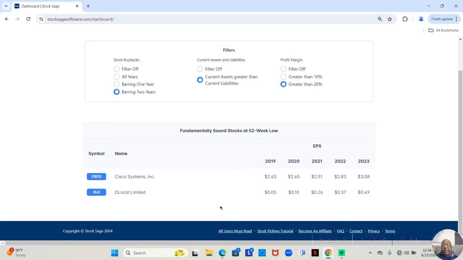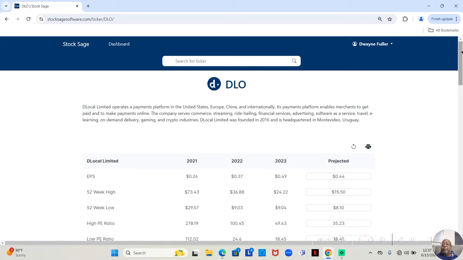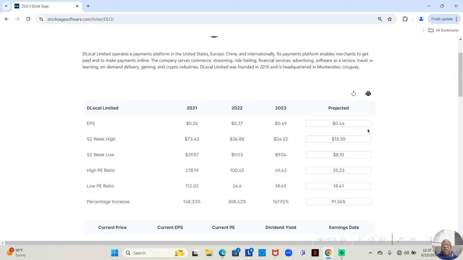One is dLocal Limited, 5 cents, 10 cents, 26 cents, 37 cents, 49 cents. So you know this is going to be a cheaper stock, and then Cisco Systems. Let's click on DLO, which will take us into dLocal Limited. So now, once we've narrowed down to which company we want, we can click on the ticker symbol and it'll pull up the statistics for that company. It'll tell us what the company does.